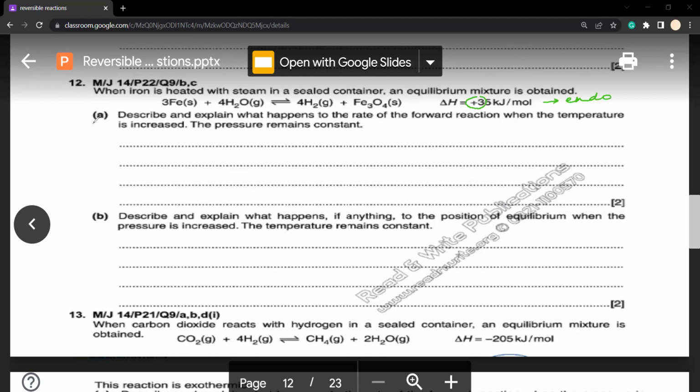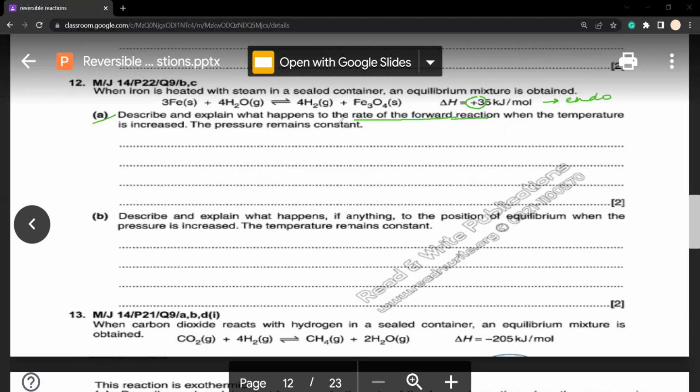Now let's read the A part. It says describe and explain. Normally we say predict and explain. So they are asking you to describe and explain what happens to the rate of the forward reaction. Now, many times students skip on this. Previously, they were asking about the position of the equilibrium.